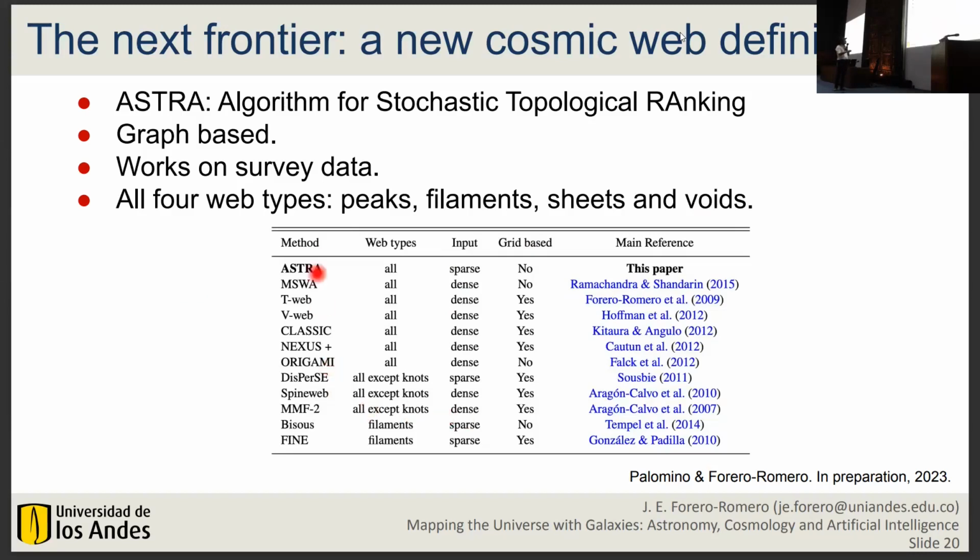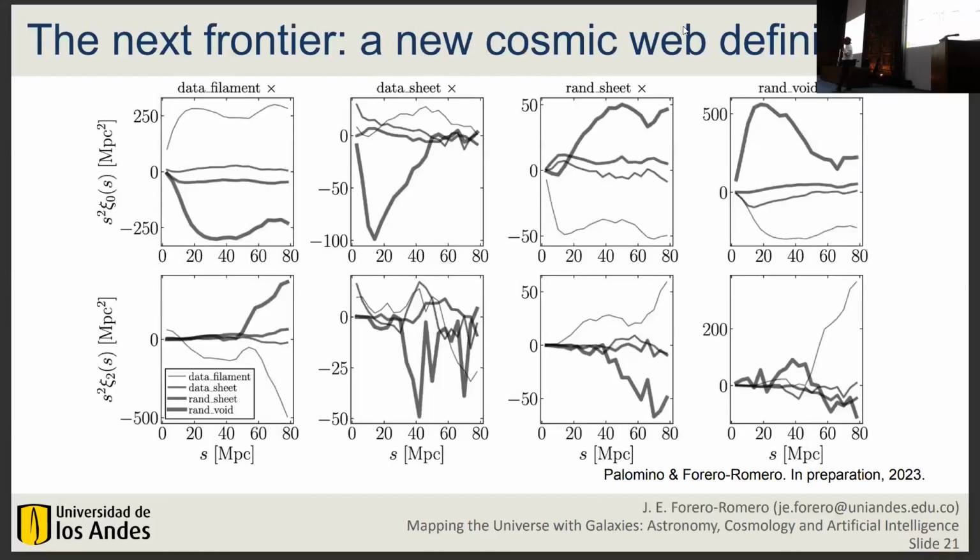So the new algorithm that we call ASTRA is an algorithm for stochastic topological ranking. It only uses the graph. It works on survey data without any grids, and all 4 web types are identified. And what we are doing with that is combining this cosmic web classification with the anisotropic correlation function. What we have here are the monopole and the quadrupole as a function of comoving distance of different cross-correlation and self-correlation functions. So for instance, let's take a look here.